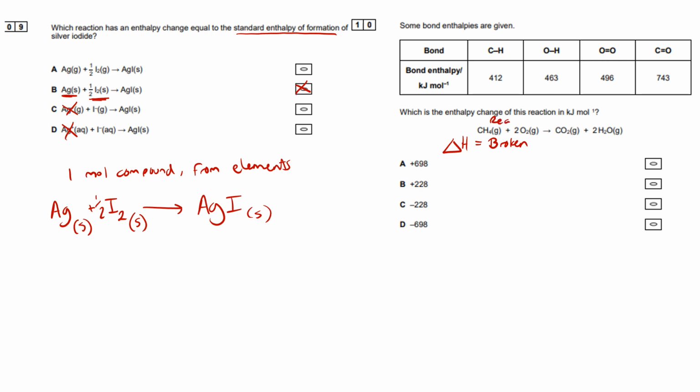So reactants minus products. Only place you may fall down here is the understanding that CO2 has double bonds, but the table gives you C double bond O there. So you've got CH4, always helps to draw the bonds out, plus 2O2. That's our bonds broken. Makes CO2. Remember C double bond O, and you've got 2 of those, and 2 lots of H2O.